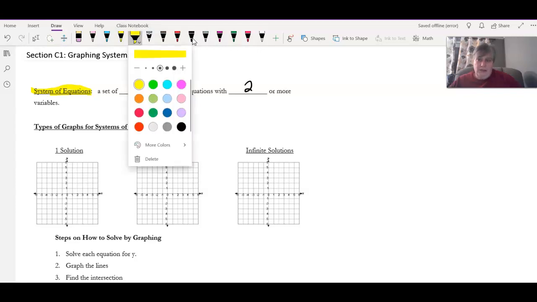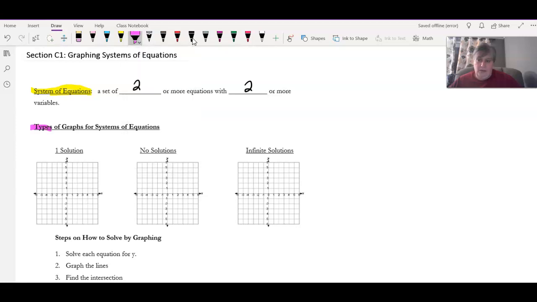Okay, so there's three different types of solutions, just like if we were solving regular equations. There's one solution, no solution, or infinite solutions. With a system of equations, what happens with one solution is you have one line, and then you have another line, and where they cross, that's the solution. So this solution is at the point 3, 1. And so you would have to write the ordered pair because the solution has an x and a y answer.